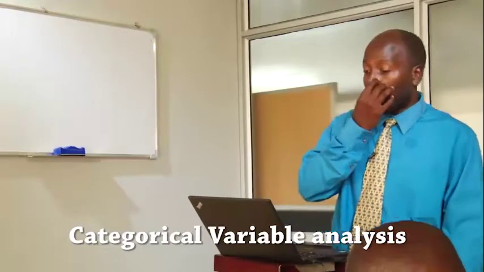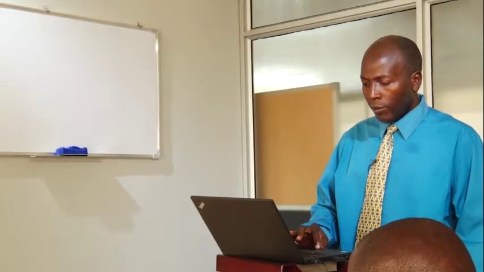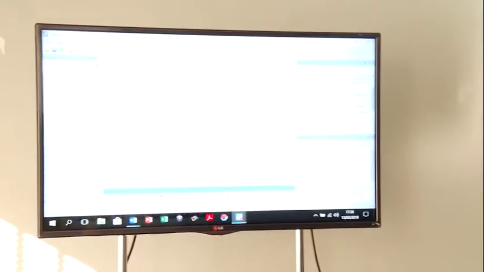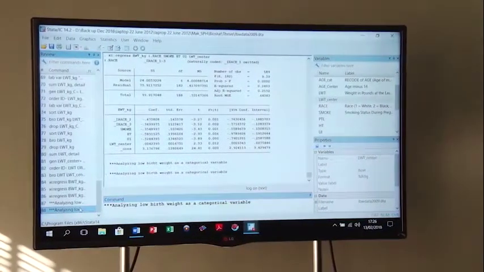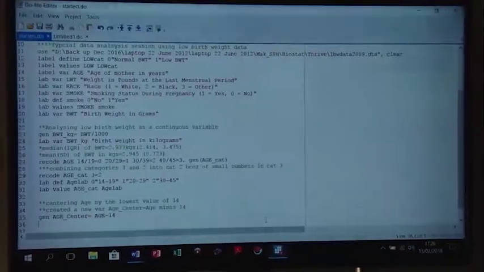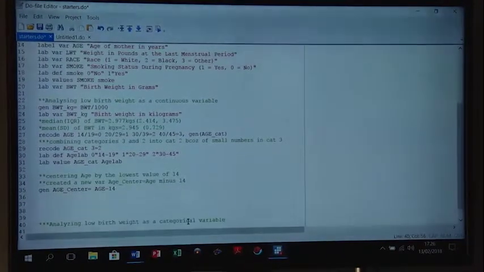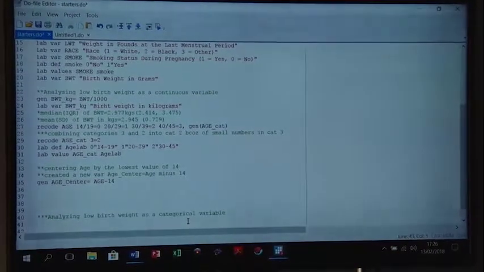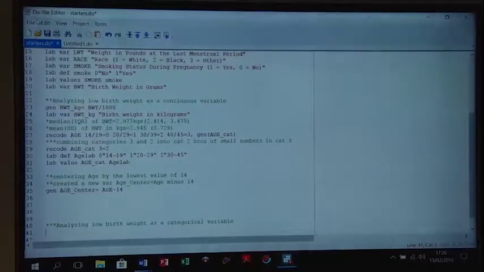So now we are going to switch to analysis of low birth weight as a categorical variable. So what do we do? We put that annotation in our do file and our log file. There are so many things, of course, I haven't added in this file, the estimation commands. But now there we are. We are going to use this section: low birth weight as a categorical variable.